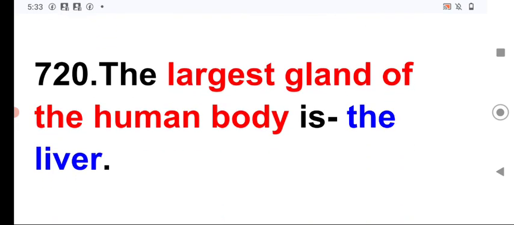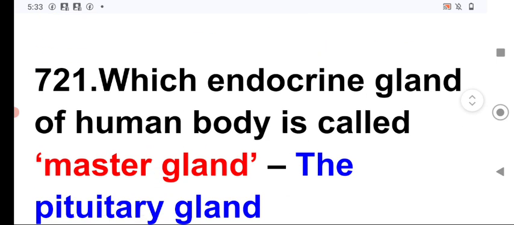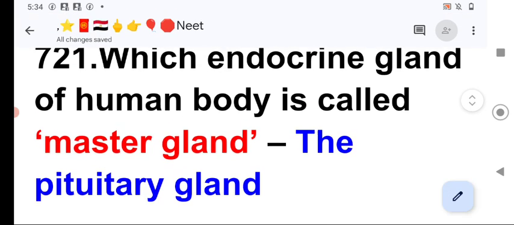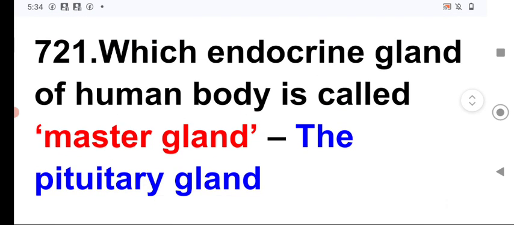Next question. Largest gland of the human body, it is the liver. Next question. Which endocrine gland of the human body is called the master gland? It is the pituitary gland, which controls the secretion of the other glands and is known as the master gland. The pituitary gland is also under the control of the hypothalamus. Hence, the hypothalamus is known as the supramaster gland, which controls the pituitary, whereas in turn the pituitary controls the hormonal secretion of the other glands, so it is known as the master gland.